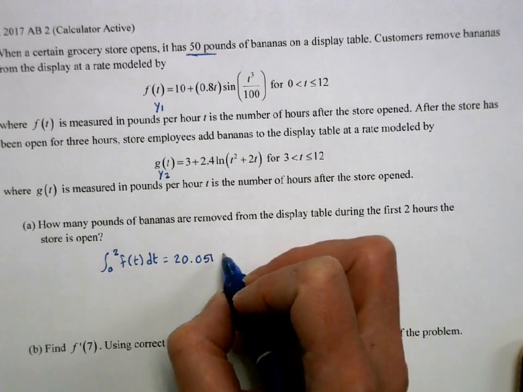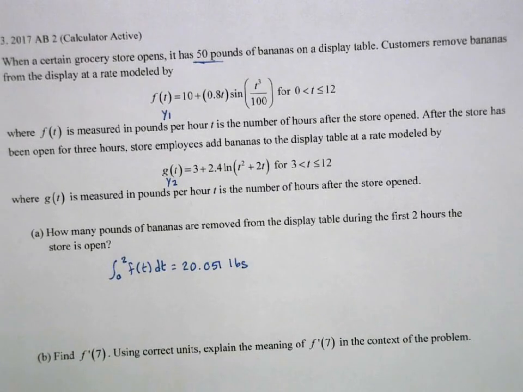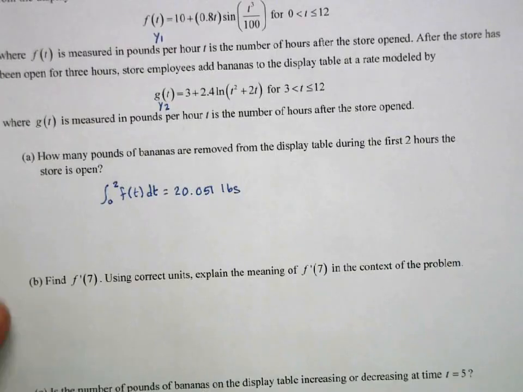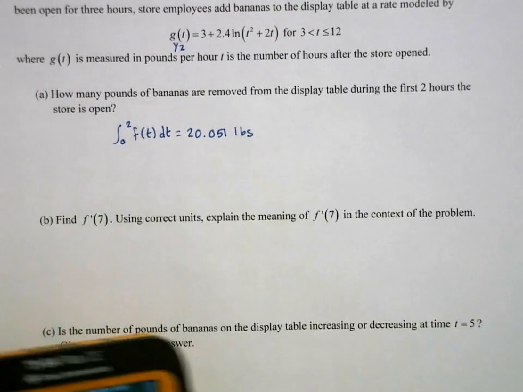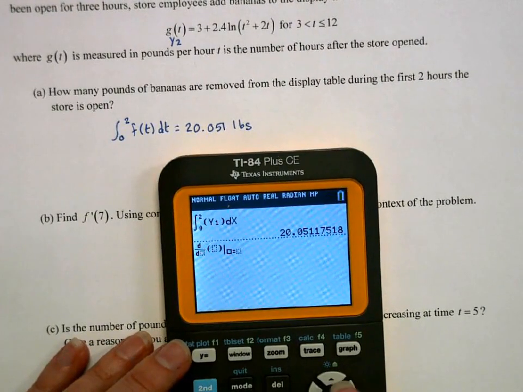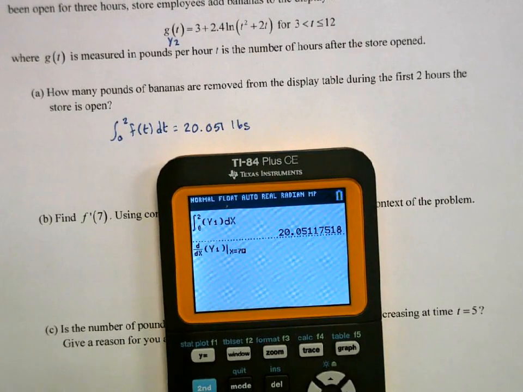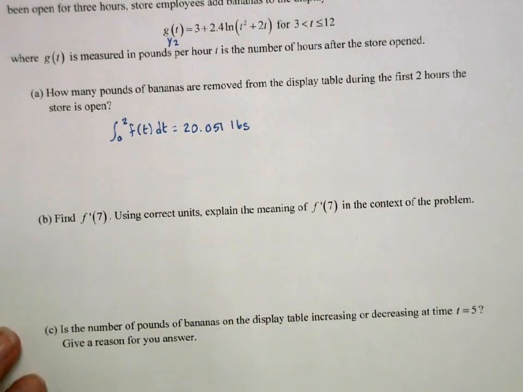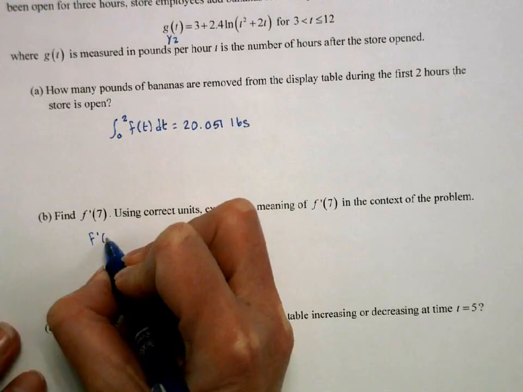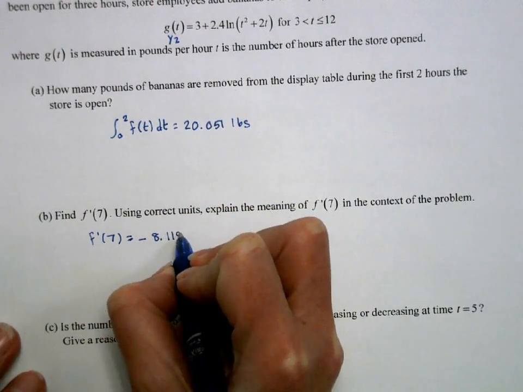Okay, find f prime of 7. Using correct units, we're going to explain the meaning. So we're going to do the derivative of y1 when x is 7. Okay, so f prime of 7 is negative 8.1195. Okay, so this is the rate of change of our function.